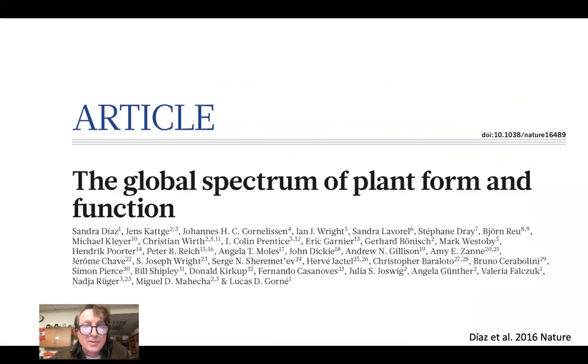So I'm gonna skip over this part. And so I wanted then to bring us up to date on where we are in the study of the linkage between traits and functional strategies. I would point everyone to this recent paper by Sandra Diaz et al. that was published just a few years back. It's called The Global Spectrum of Plant Form and Function.